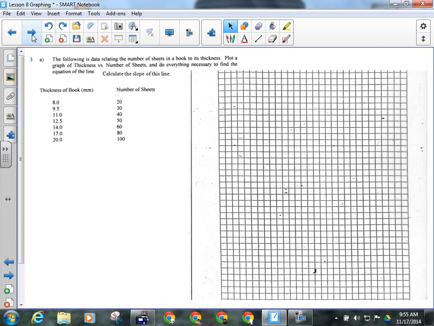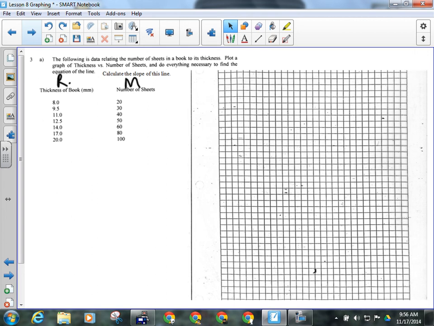Okay, last one here. Relating the number of sheets in a book to its thickness. So, manipulated, responding: number of sheets, thickness of the book. Try this one on the back. I know it's hard to see the lines through, but rather than burn another sheet of graph paper, see if you can do that one on the back. I'll give you a few minutes. We may not get to that one before class is over, but you can get it started.